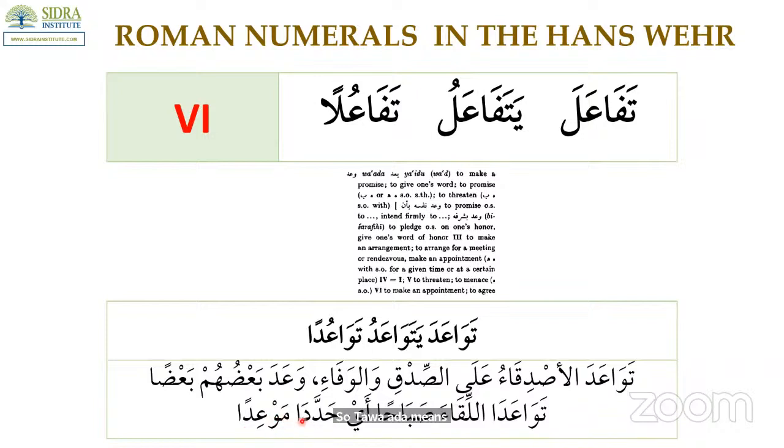So bottom line is number 6 is تفاعل يتفاعل تفاعلا, and under waw, ain, and dal, number 6 would read out to be تواعد يتواعد تواعدا. Okay, so just keep these verb patterns in mind because we are going to come across a little exercise which will test you in how well you remember 2 till 10. Okay, so let's move on to our next one.